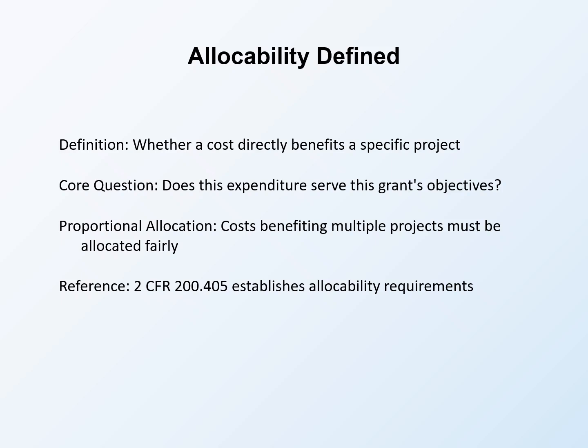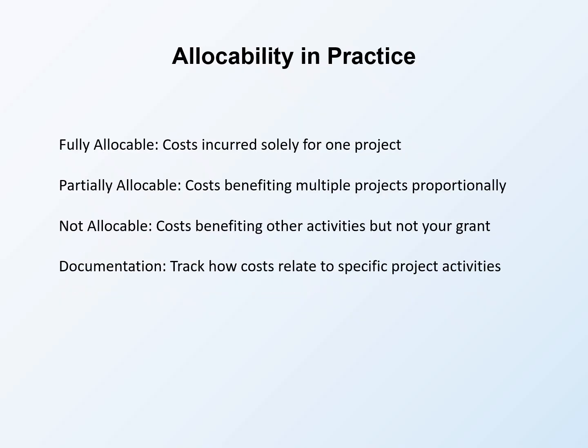The regulation specifies that a cost is allocable if it is incurred specifically for the award, benefits both the award and other work and can be distributed in proportions that reasonably reflect benefits, or is necessary to the overall operation of the organization, and is assignable in part to the award. Applying allocability in practice requires categorizing each cost based on its relationship to your grant activities. Most costs fall into one of three categories.